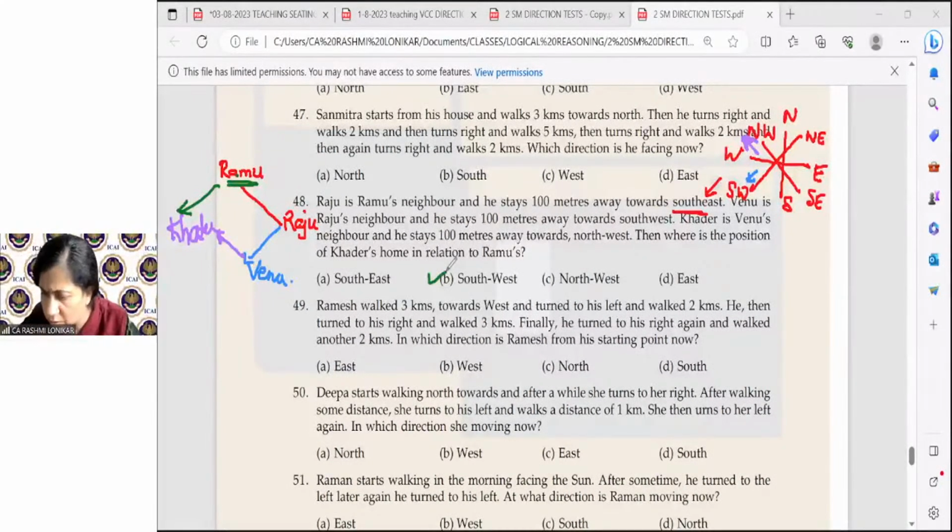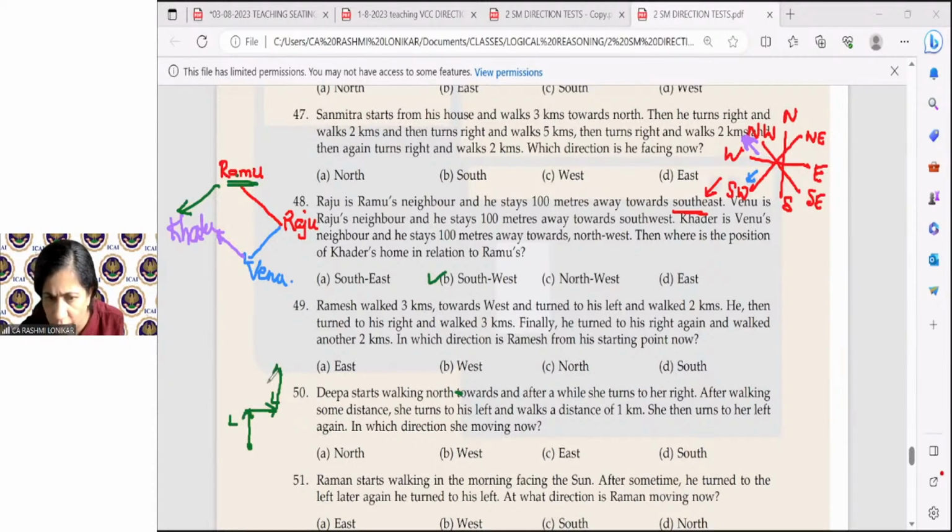31, 33, 50. Deepa starts walking northwards. And after a while, she turns right. Okay, Deepa is starting here. She's walking north. And then this is her left hand side. She turns right. After walking some distance, she turns to her left and walks 1 kilometer.